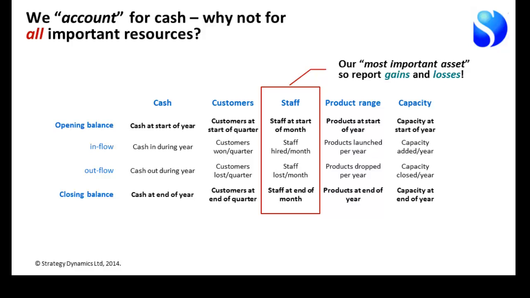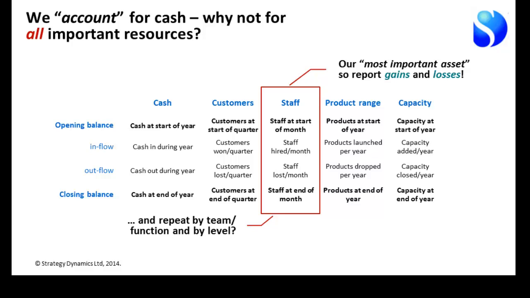I've lost count of the number of annual reports where I read something like, oh, people are our most important asset. Well, if they are your most important asset, why don't you account for them in the same way as you do for cash? What are the gains? What are the losses? And why don't you do it by team, by function, and by level? The beauty about cash is that every £10 note is essentially the same. The difficulty with customers and with people is that they're not all the same, right?